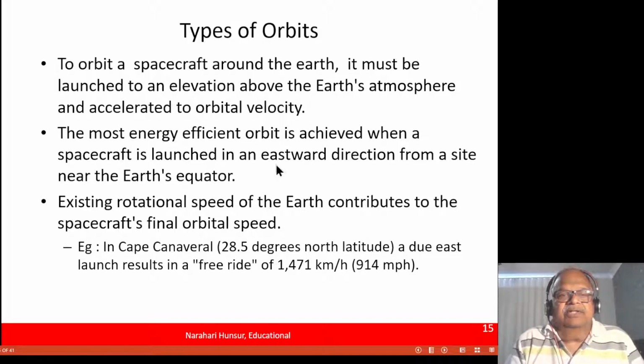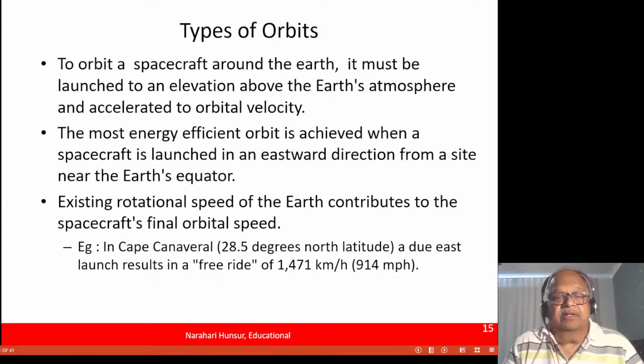The more energy efficient orbit is achieved when the spacecraft is launched in an eastward direction and as near the equator as possible. As you know, the Earth is rotating about its axis, and the velocity of rotation will be the largest at the equator. At the pole, you may not see much of a difference. Since the Earth is rotating in that direction, it is better to take advantage of that and launch your spacecraft in the same direction as the Earth's rotation. So that will give you quite a bit of a free ride.